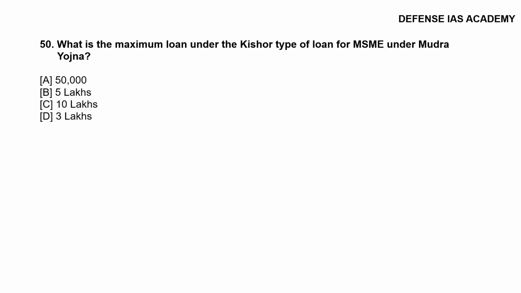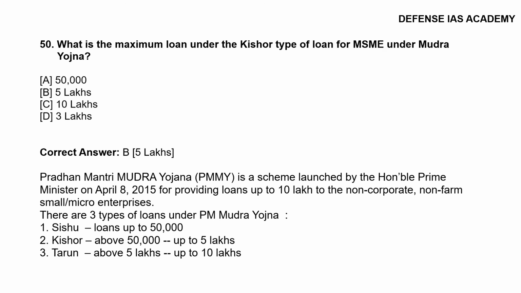Question number 50. What is the maximum loan under the Kishore type of loan for MSME under Mudra Yojana? The correct option is option B, 5 lakhs. The Pradhan Mantri Mudra Yojana, PMMY, is a scheme launched by the Honorable Prime Minister on April 8, 2015 for providing loans up to 10 lakh to the non-corporate, non-farm, small and micro enterprises.